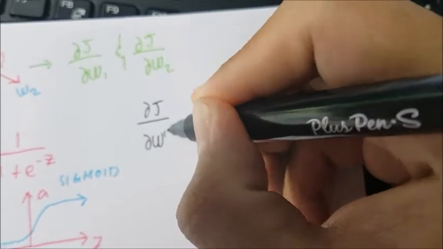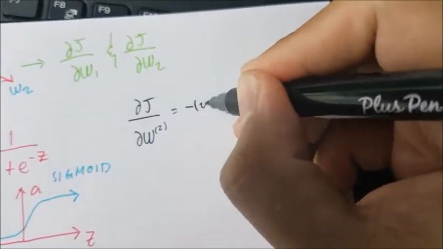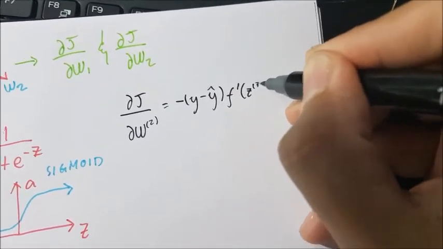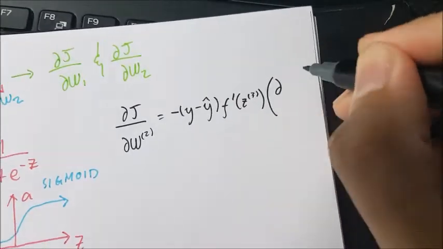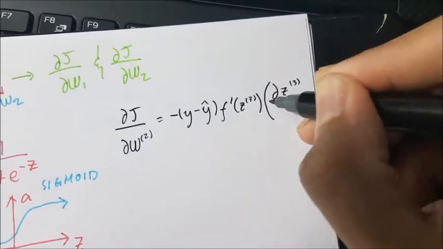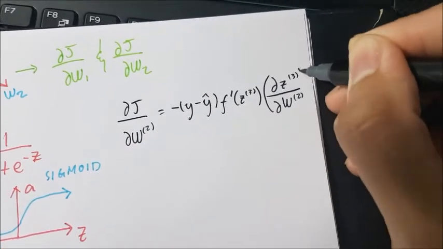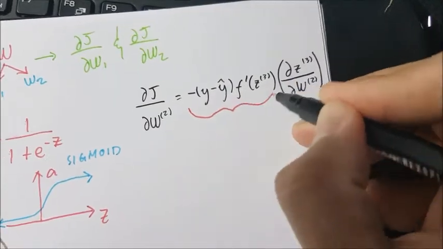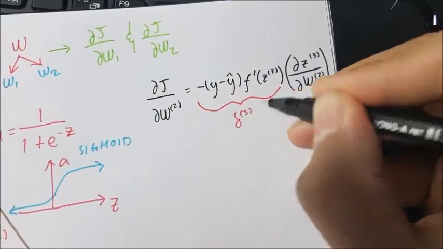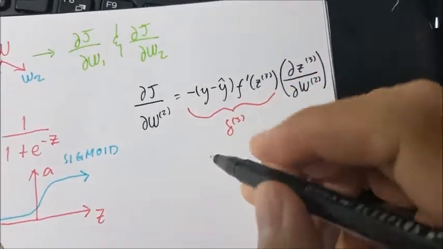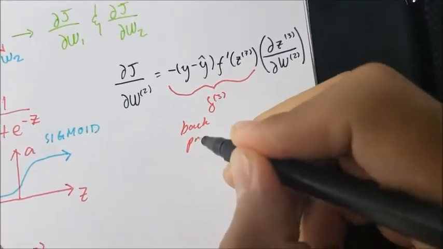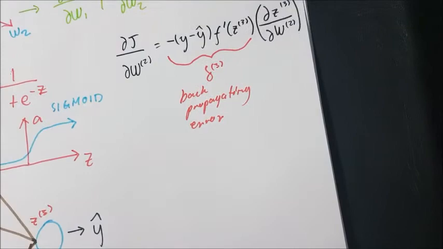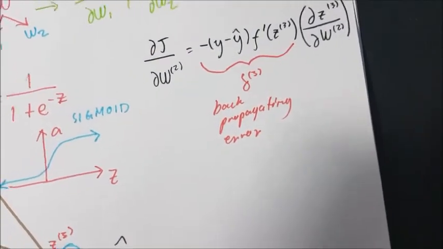derivative of J with respect to W2, which is just equivalent to the negative of the difference of y and y hat multiplied by the prime sigmoid of z3 times the partial derivative of z3 with respect to W2, where the negative difference of y and y hat multiplied by the prime sigmoid of z3 can simply be denoted as delta 3, which is the backpropagating error. Backpropagating is the backpropagating of errors to each weight.